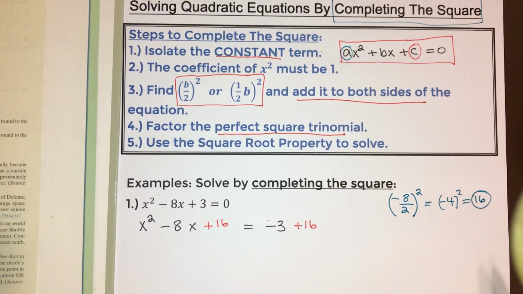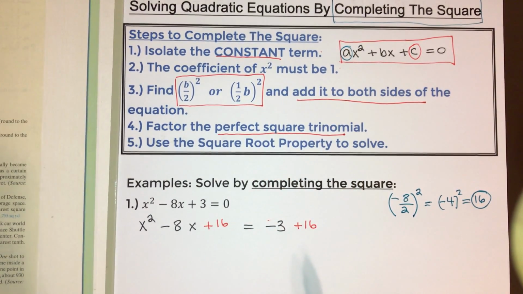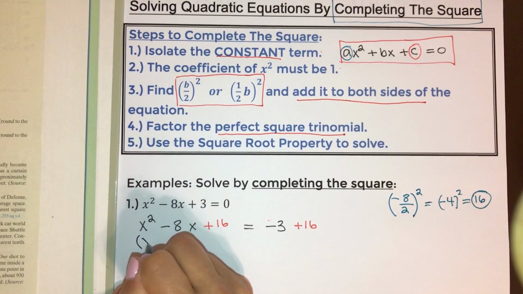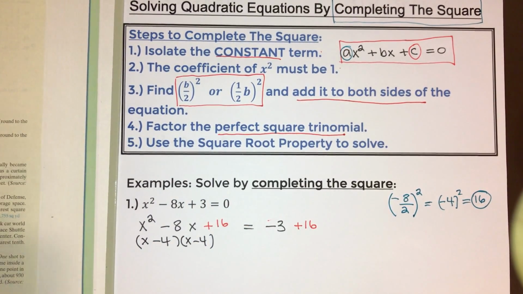The reason we're doing this is because now the left side, this trinomial, is a perfect square trinomial. A perfect square trinomial can be written as a binomial squared. We know how to factor this. If we were to factor, we get x minus 4 times x minus 4. That's the whole point of completing the square because you will get the same binomial and then we can write it as x minus 4 squared and then you can use the square root property. So that's the whole idea.